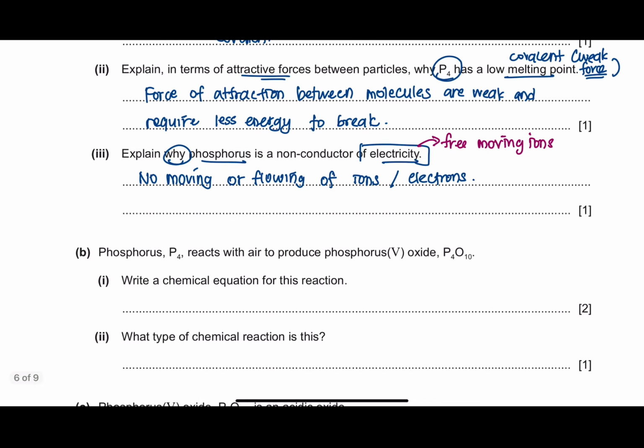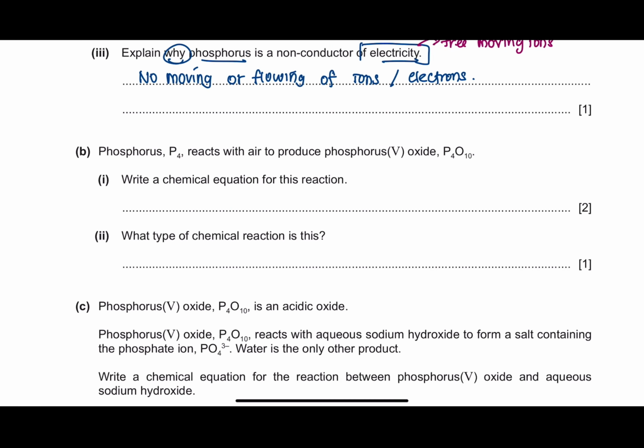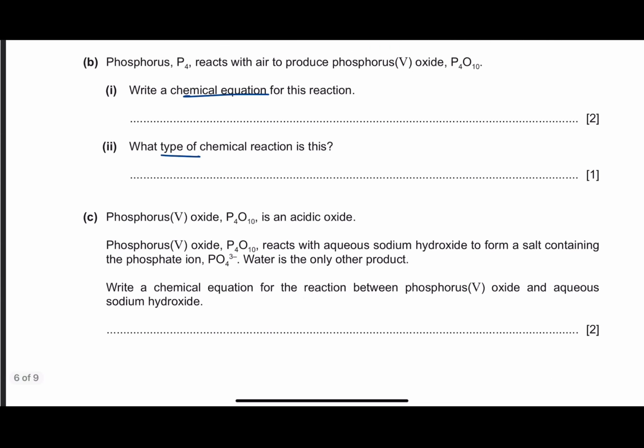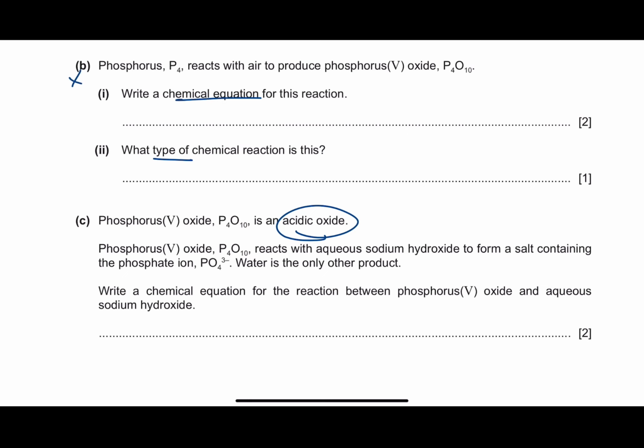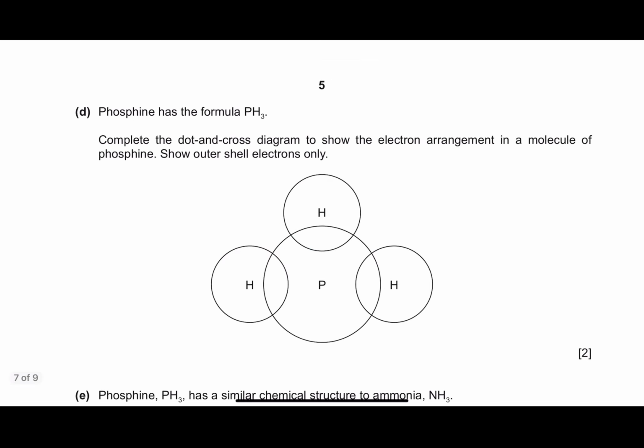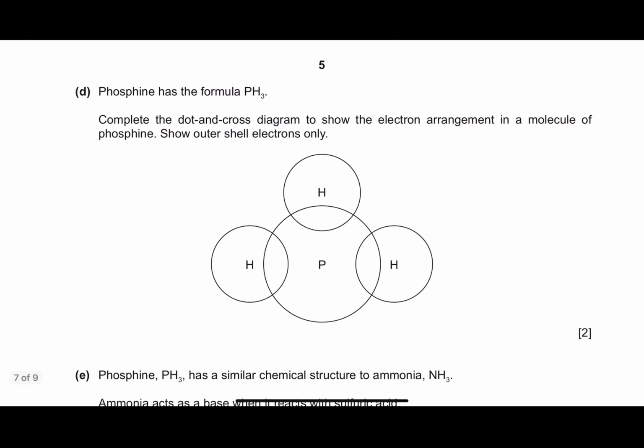Next, question B, phosphorus reacts with water. They want you to find the chemical reaction for this one and also the type. And this is about acidic oxide. So question B and C is not exactly related to this chapter, and we will discuss this in another video. Moving on to question D, which is a continuation.